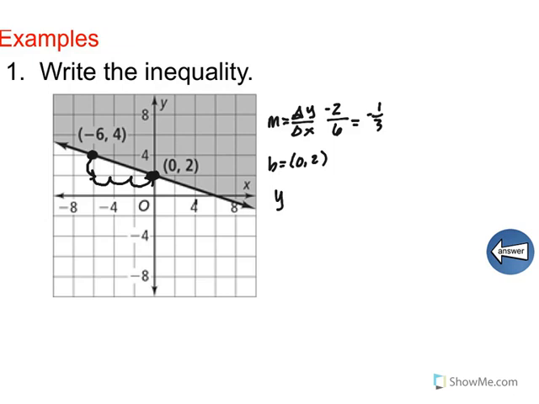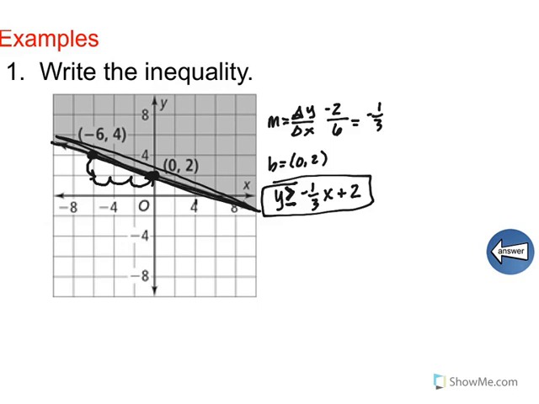So it's going to be y. I'm not going to put the inequality sign just yet. I'm going to leave that part blank, but I am going to write my slope, which is negative 1/3 x, and I'm going to put my y-intercept, which is 2. I need to look, is the shading above or below? The shading is above, so it's going to be a greater than. And then is it going to be greater than, or greater than or equal to? I look at my line. Our line is solid, so this would be greater than or equal to. So our inequality for this first one is y is greater than or equal to negative 1/3 x plus 2.